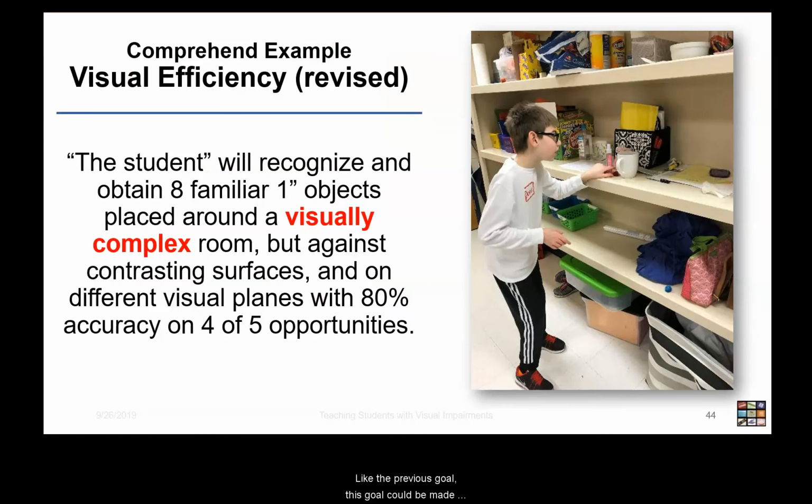Like the previous goal, this goal could be made smarter by indicating the complexity of the environment and whether the object is placed in front of materials that are high contrast. The goal now reads, the student will recognize and obtain 8 familiar 1-inch objects placed around a visually complex room but against contrasting surfaces and on different visual planes with 80% accuracy on 4 of 5 opportunities.